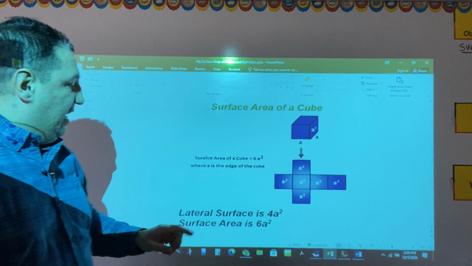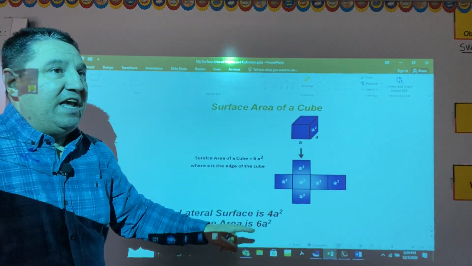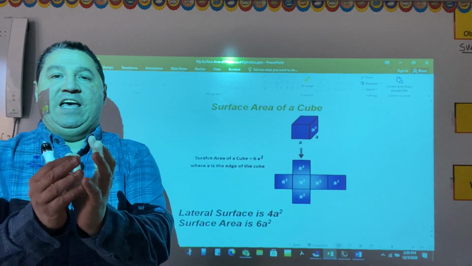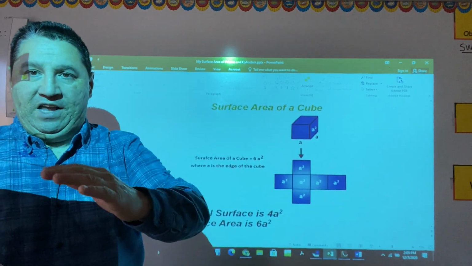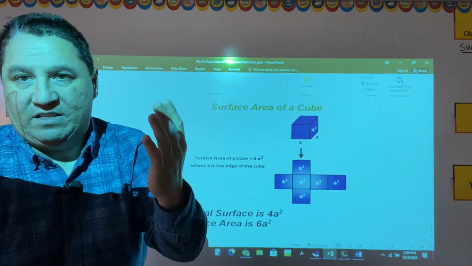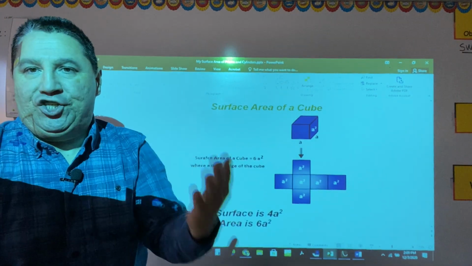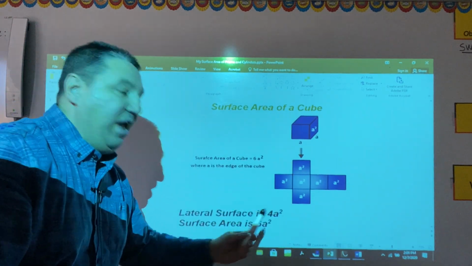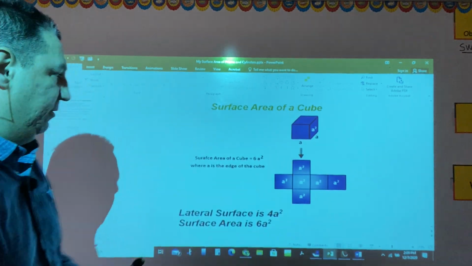Good. The lateral area is 4 times a squared. Why? Because to find the lateral area, we have to exclude the bases, or top and bottom, or ends. And there are 2 such base areas. That's why we have 4 times a squared.